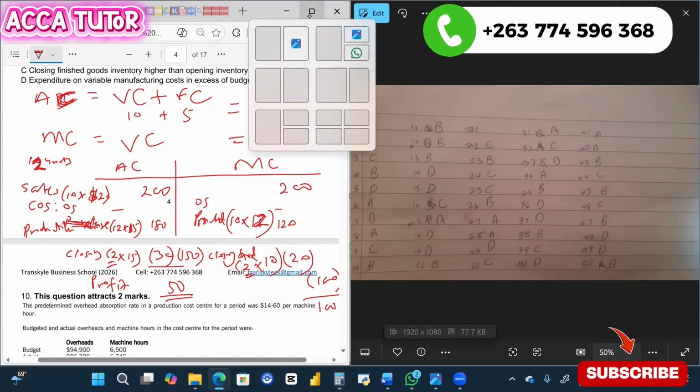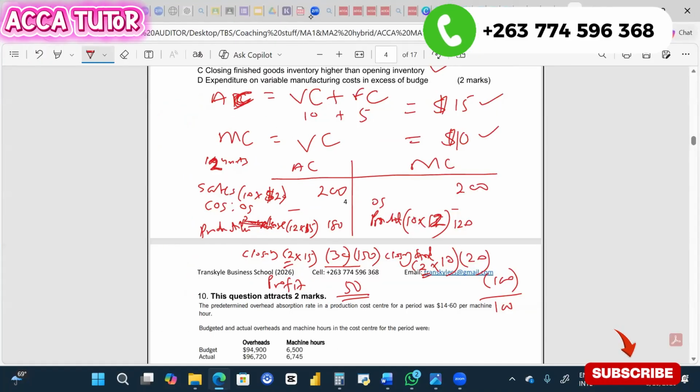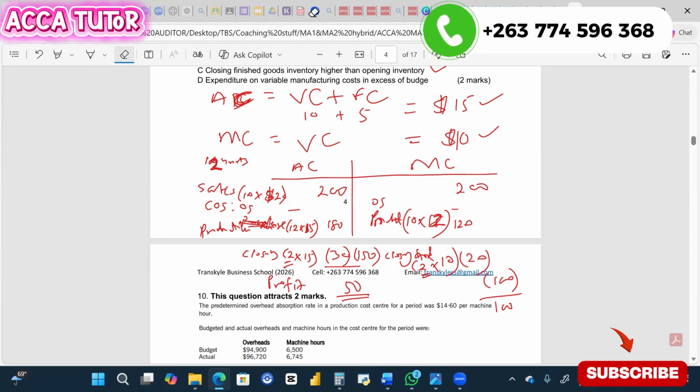Let me enlarge this screen of mine. I don't like it. I want more space. Okay. Let me redo the portion.